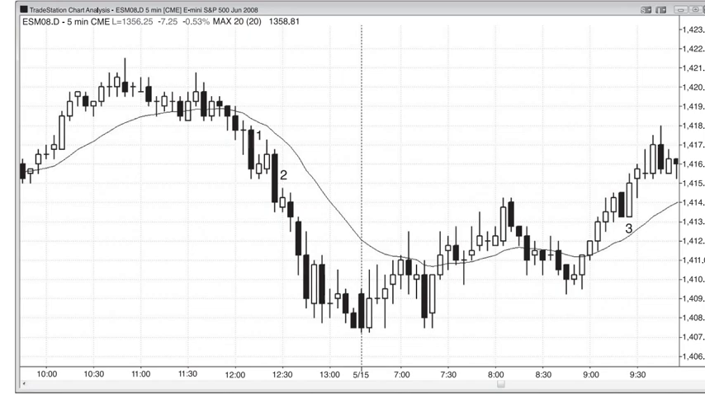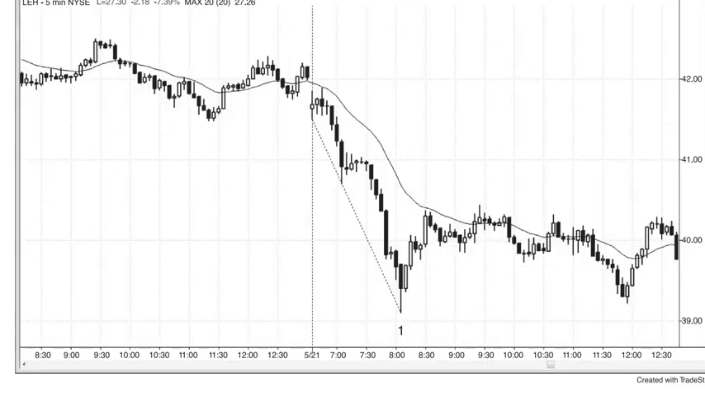At 8:50 a.m. there was a double bottom pullback long setup. Figure 6.11, a strong 2-bar reversal.